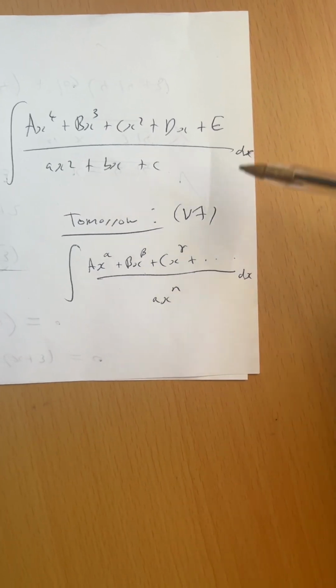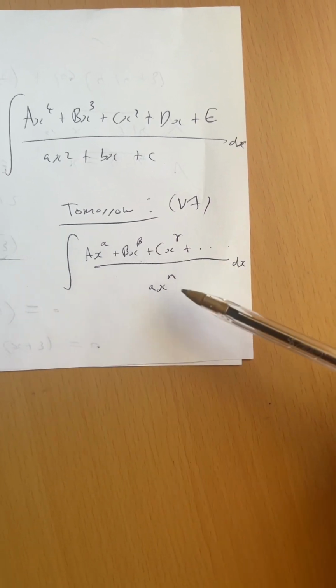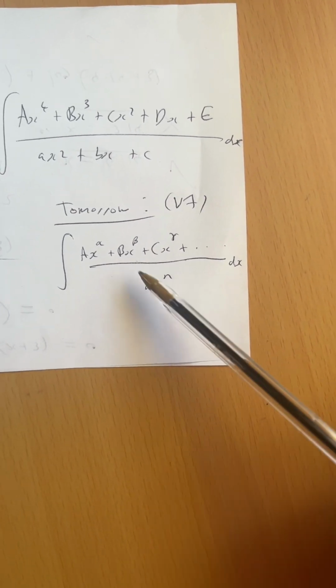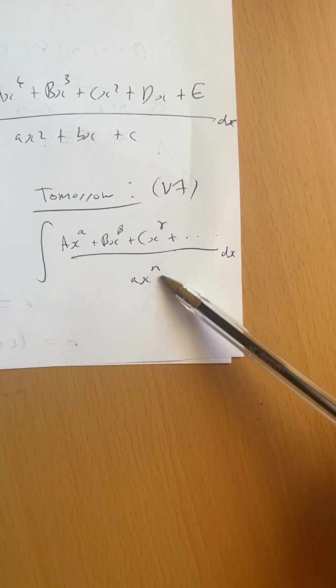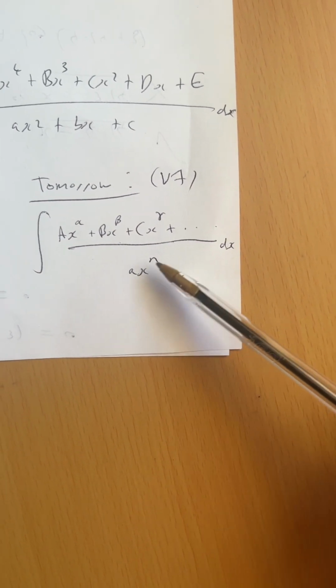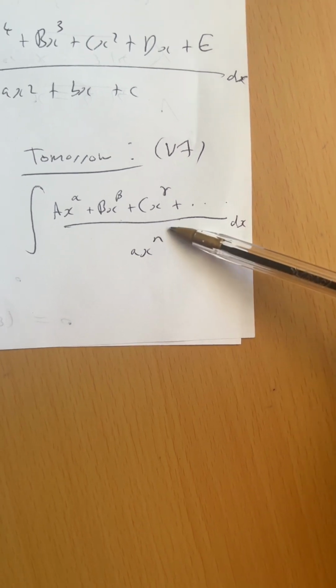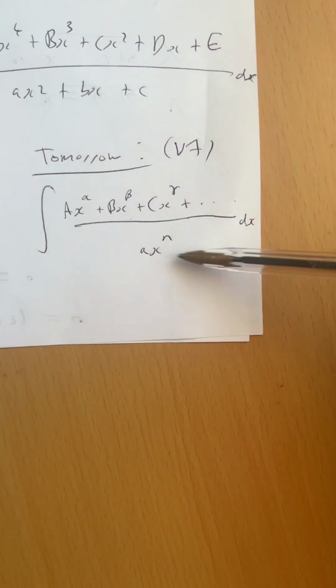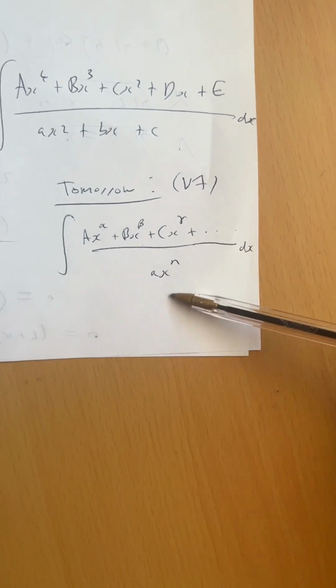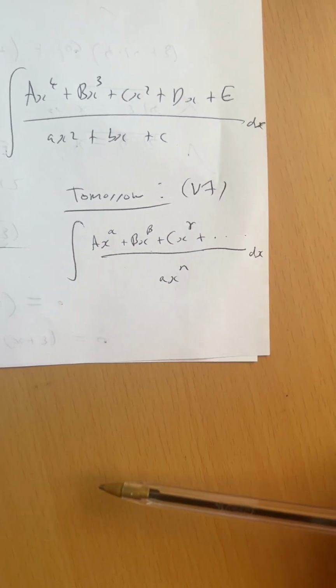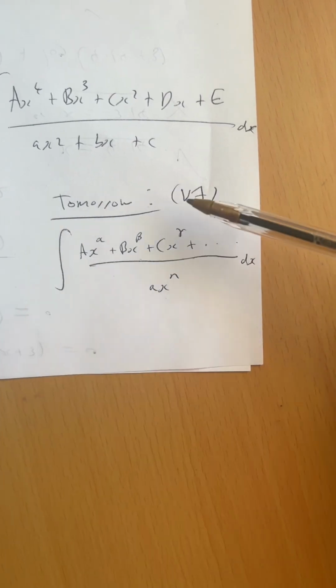So for tomorrow's video 7, I'm going to look at integrating something like this. So something where you have a load of different x powers on the top, but you just have one term on the bottom, something times x to the power of n. That n there could be a whole number, it could be a minus number, it could be a fraction, doesn't really matter. We're going to look at what you would do if you get something looking like that. So you'll see that tomorrow, so get ready for that one.